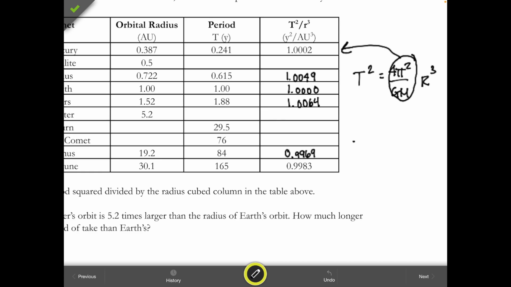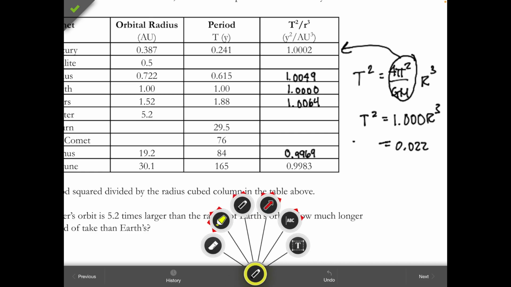So if I wanted to, I can just set these two equal to each other and solve one for the other. This is important if I ever have a value in this column that's not equal to 1. So I know on the homework we had one where the leading value was 0.022 or something along those lines. Whatever number is in this ratio of t squared over r cubed is what 4 pi squared over GM is equal to. So while you can go solve it directly, I'm going to show you the proportions way.